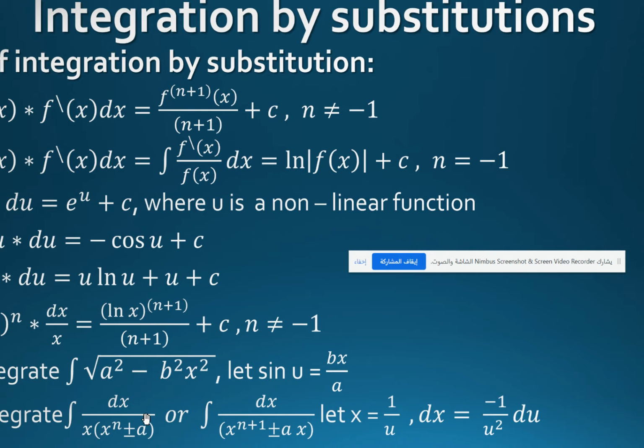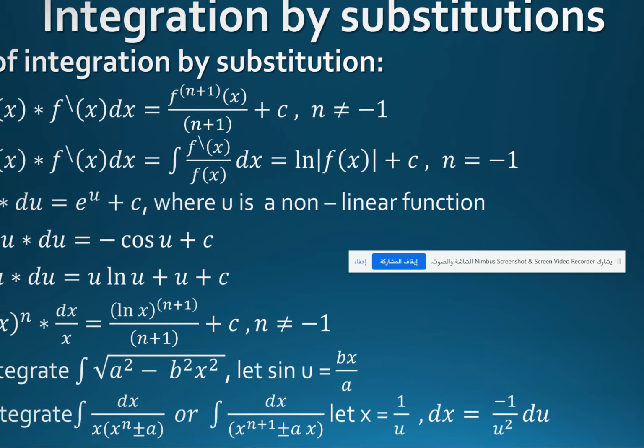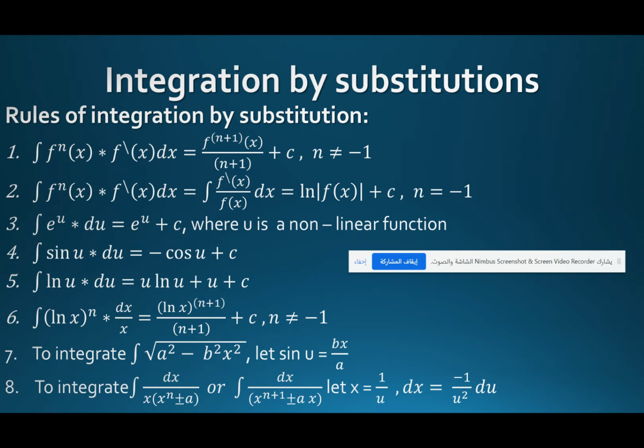If it is for the whole bracket, you are going to use rule number 1. But if it is partially for 1x inside the bracket, then you are going to use rule number 8. So this is the difference. Now we are ready to take some exercises and examples.